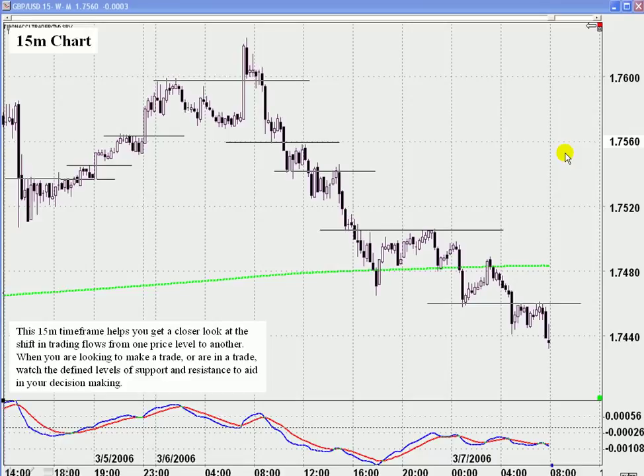Let's break it down further to a 15-minute chart. We've seen how price consolidates within these ranges on a daily chart, a 4-hour chart, a 1-hour chart. Now look at price flows even closer. We have a 15-minute chart here, very short-term time frame, and we have a nice pattern as price uses this level of resistance as a reference point, and it becomes support before the next leg up.